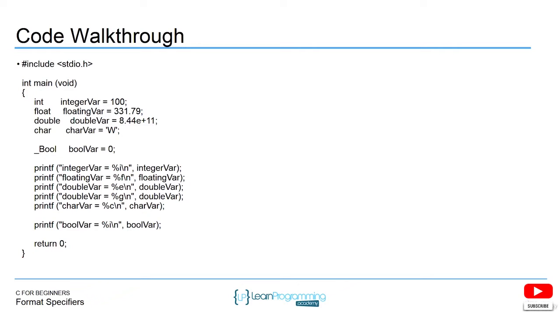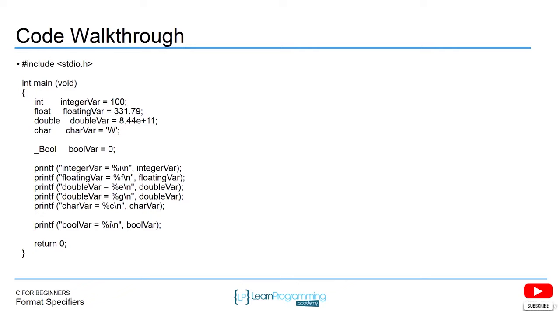%i is going to represent an integer. %d also represents an integer. %f represents a float. %e is actually going to represent a double. %g is going to represent a double as well, just a different format. %c is going to represent a character variable. And then Boolean values, remember we mentioned that Boolean values are true or false, 0 or 1, so you could use a %i there as well.